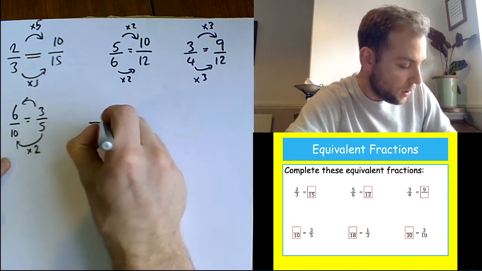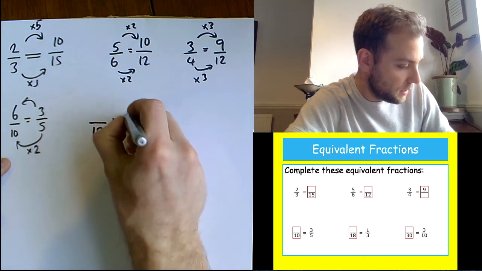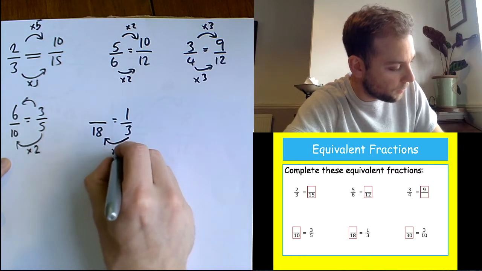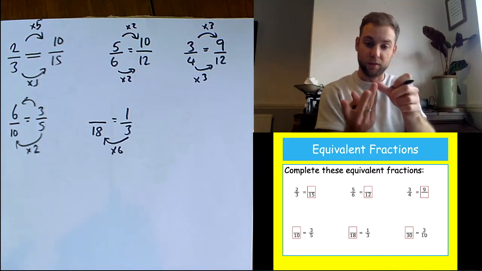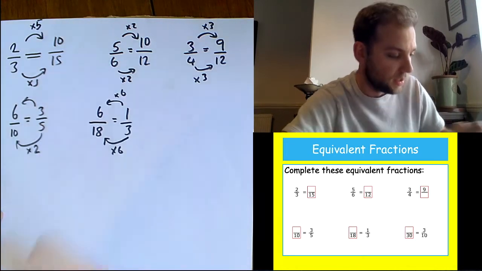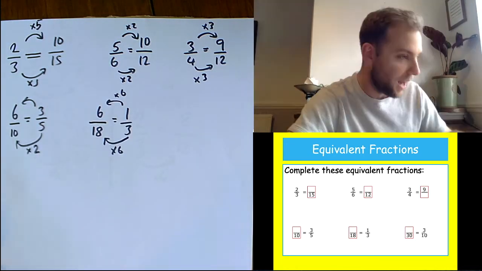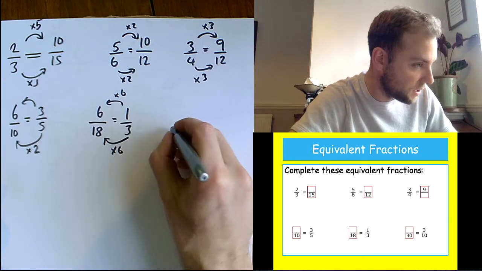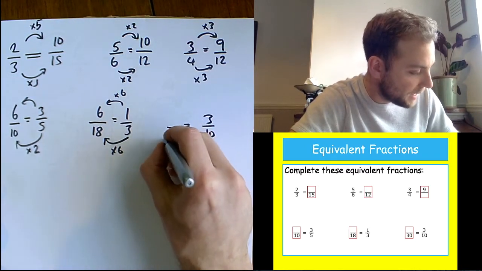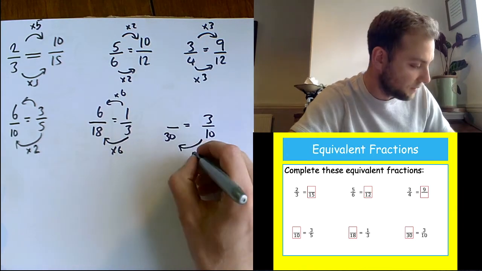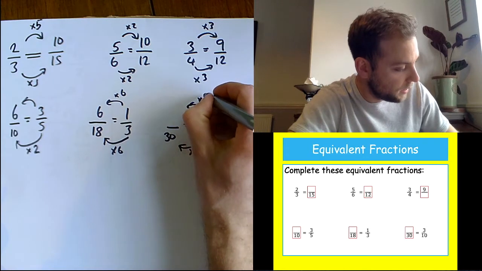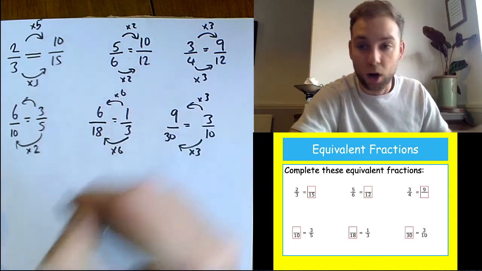Here, I've got something over 18, and I want it to be equal to a third. What have I times that by? Well, I've times that one by 6. 3, 6, 9, 12, 15, 18. So I must times the top by 6, which is 6 over 18. And the last one, I think we've already seen this one actually. So 3 over 10, and I want the denominator to be 30. So what do I need to times that by? I need to times that by 3. So I must times the top by 3, which is equal to 9 over 30.